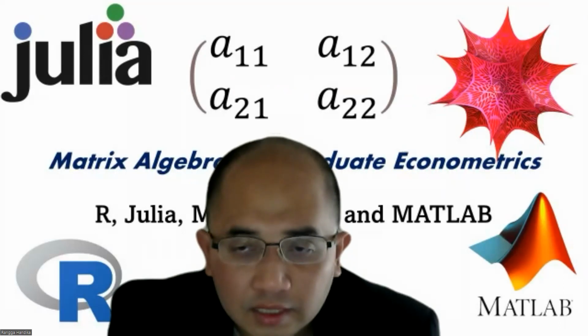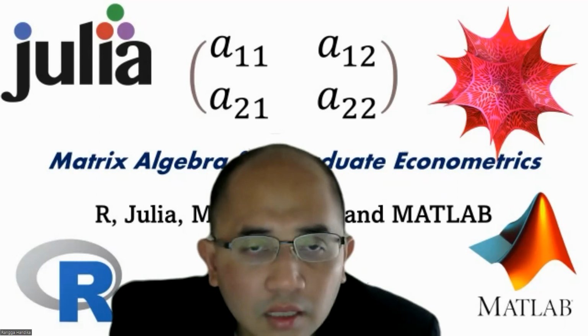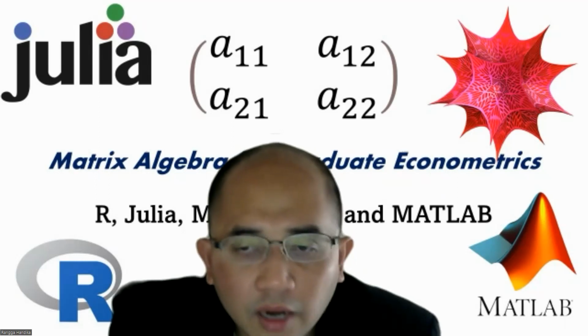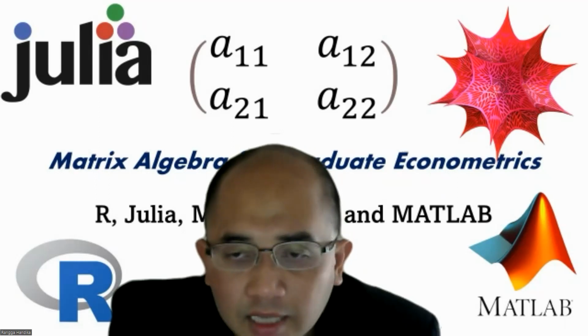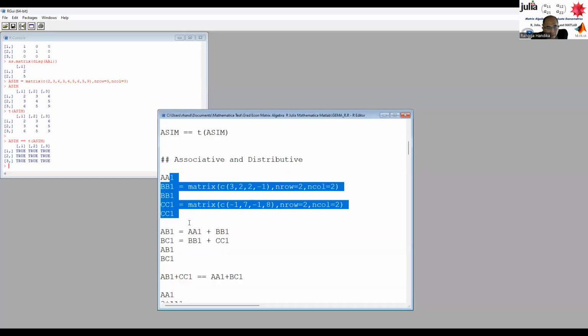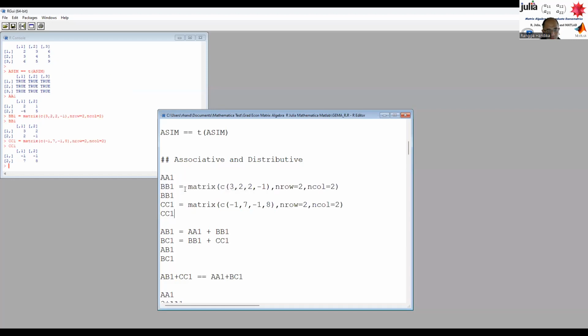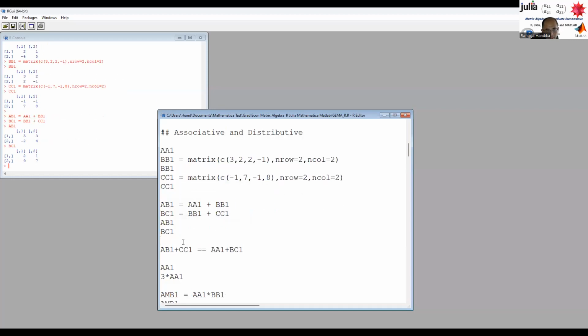Okay, so the next is, oh yeah, there is also addition, okay, the next is associative and distributive. So you can see here that, okay, let's go to R, A, B, C, okay. Here, so you can see A plus B plus C equals A plus B plus C. So you can see the same.